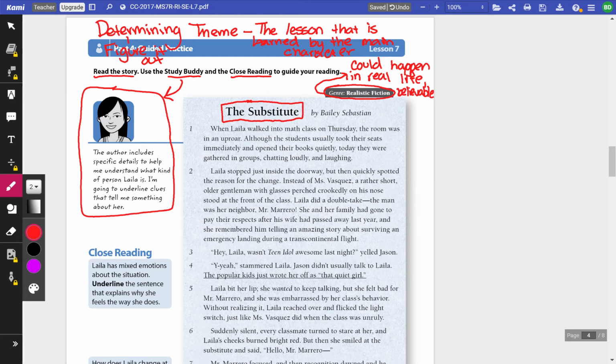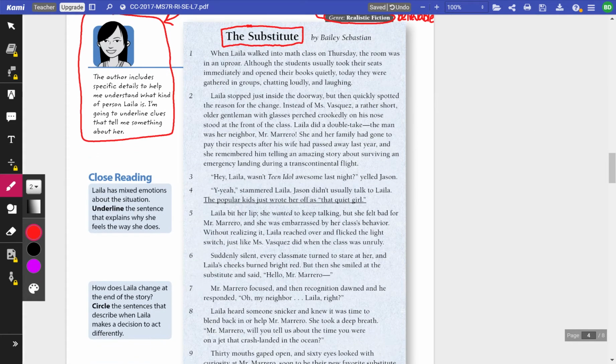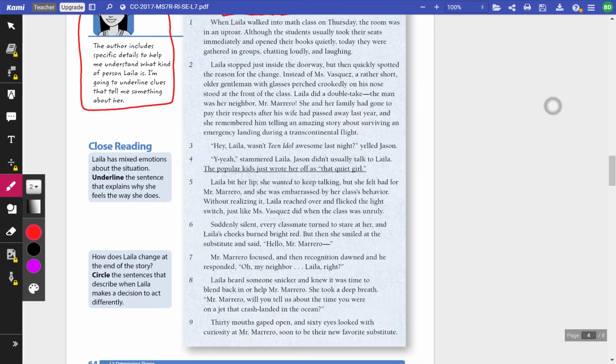And our study buddy says, the author includes specific details to help me understand what kind of person Layla is. I'm going to underline clues that tell me something about her. So based on the text, we know that Layla is kind of a quiet girl. She is definitely not the most outgoing in her class, and our study buddy wants us to realize that.